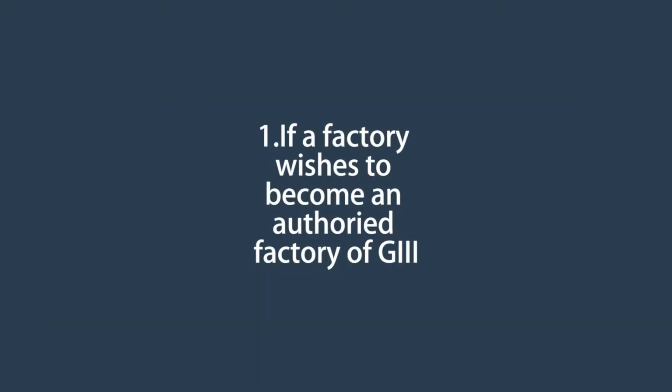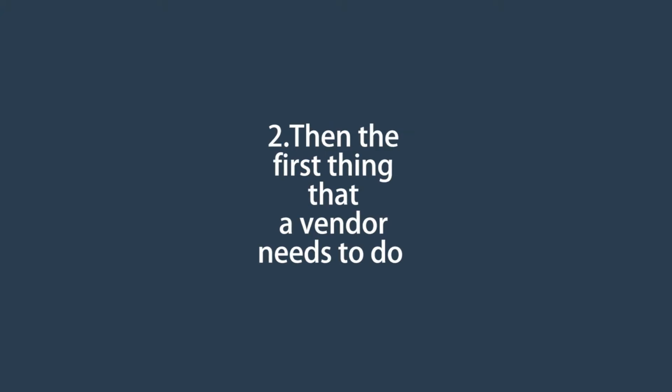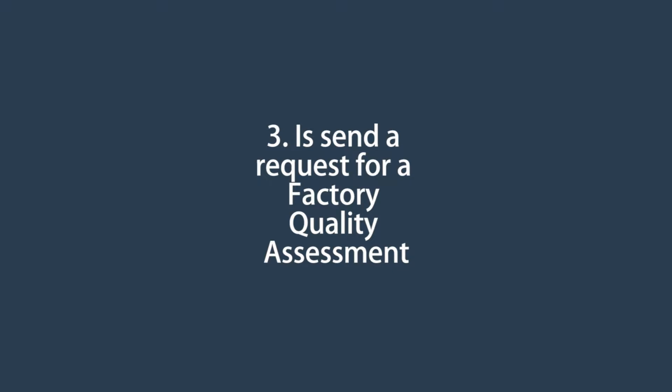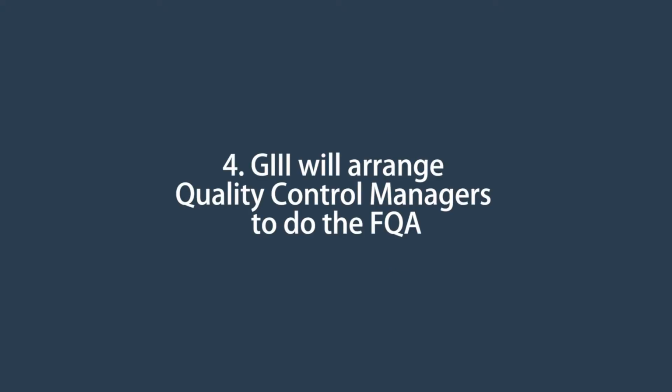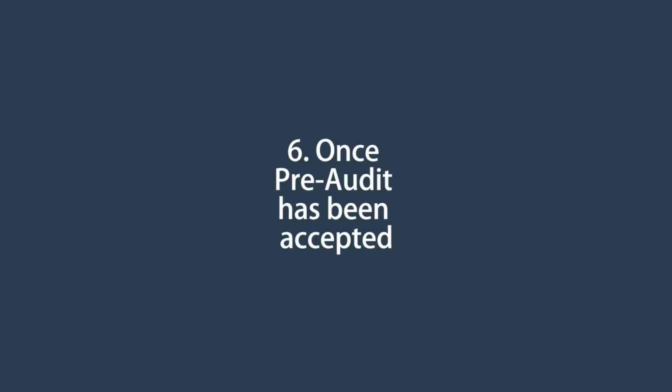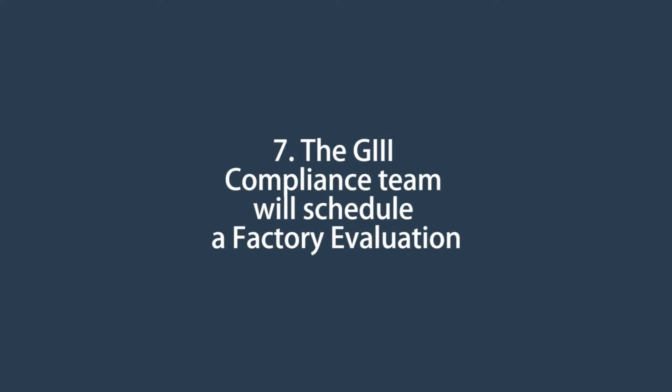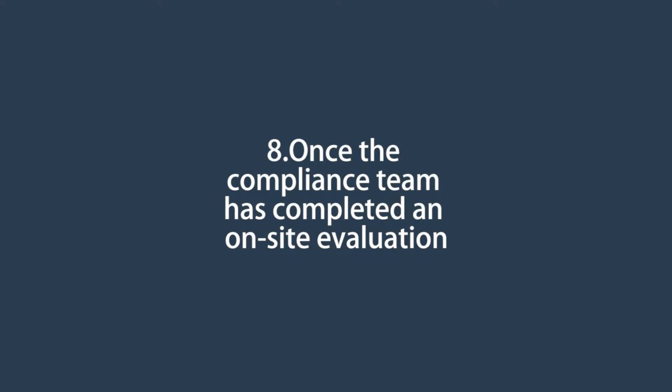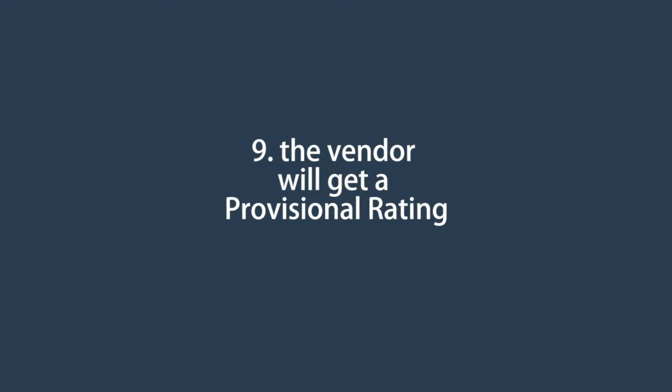If a factory wishes to become an authorized factory of G3, then the first thing that a vendor needs to do is send a request for a Factory Quality Assessment. G3 will arrange quality control managers to do the FQA. Pre-audits are automatically created when FQAs are accepted. Once pre-audits have been accepted, the G3 compliance team will schedule a factory evaluation. Once the compliance team has completed an on-site evaluation, the vendor will get a provisional rating.